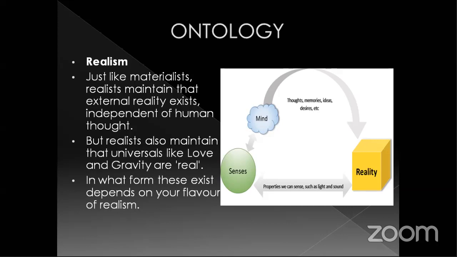So from senses, reality can take the route of mind, and through mind it can go to reality. In mind it is cooked with thoughts, memories, ideas, desires, and from senses it may directly go to reality. Properties we can sense, such as light, sound, etc.